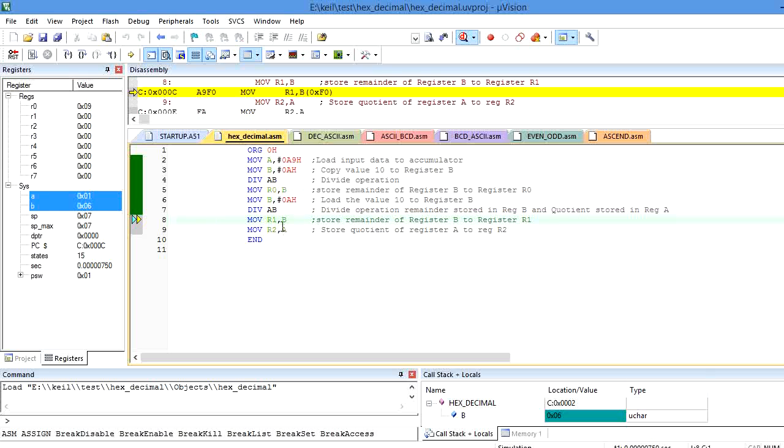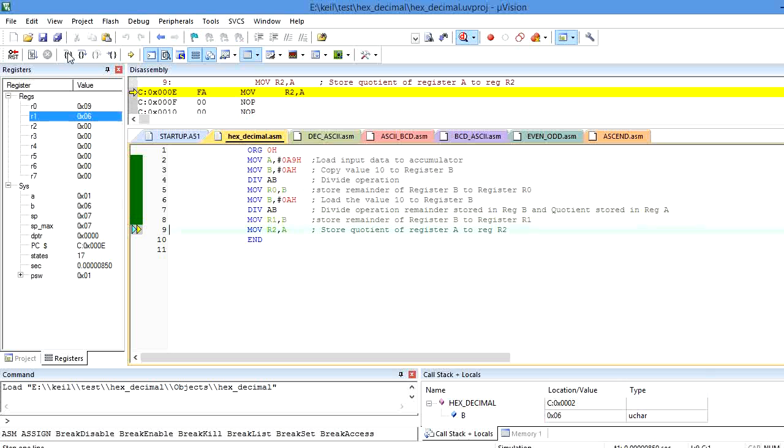After that, the remainder B I am going to store into the R1 register. Before execution R1 is 0. After execution the value of R1 becomes 6. And again the quotient value I am going to store into the R2 register. Before execution R2 is 0. After execution R2 becomes 1 here.